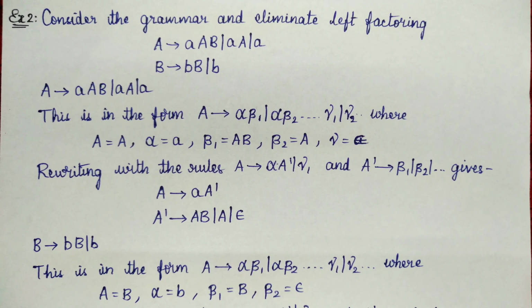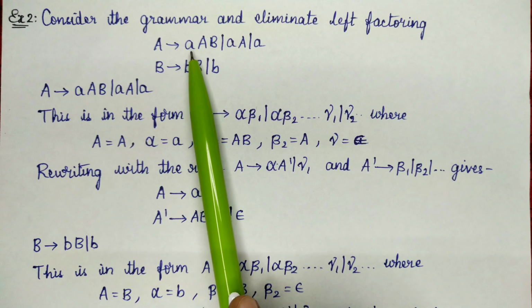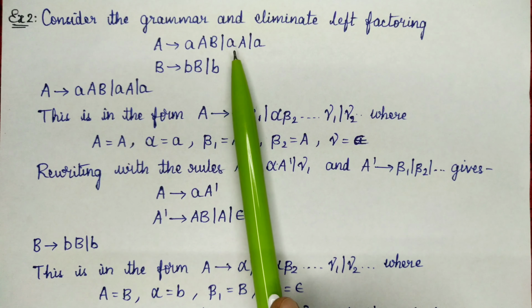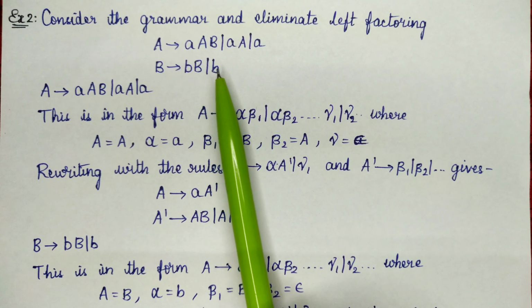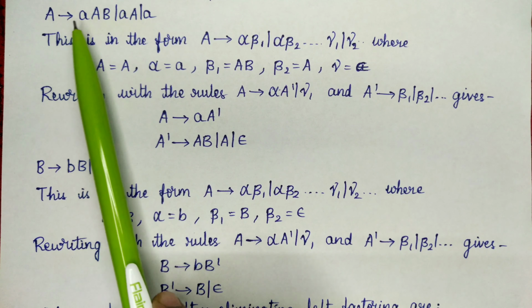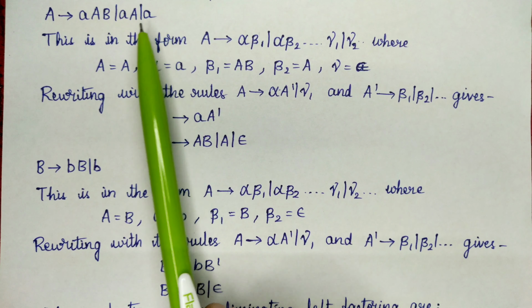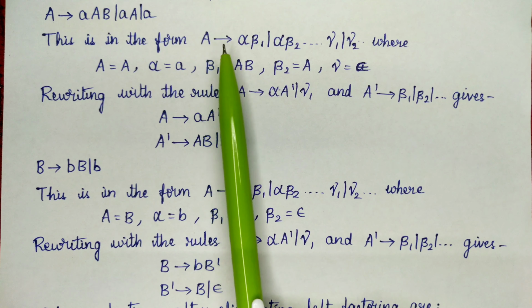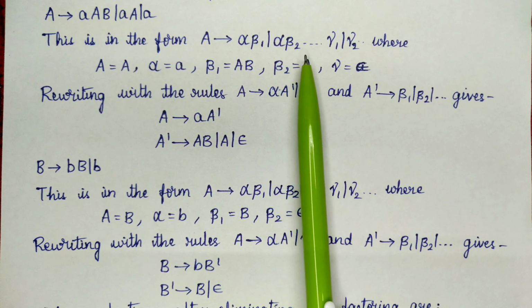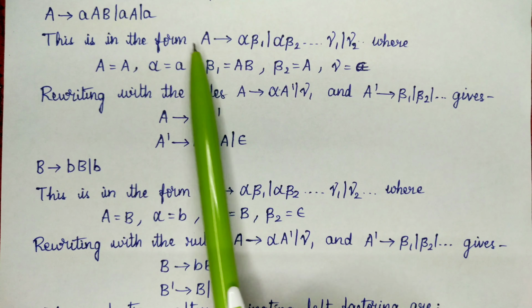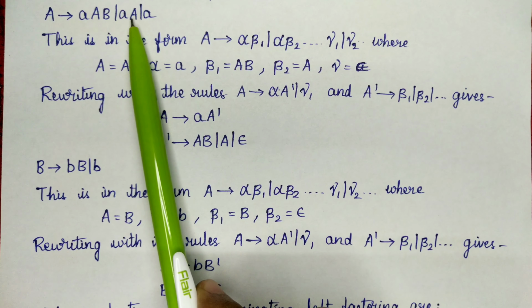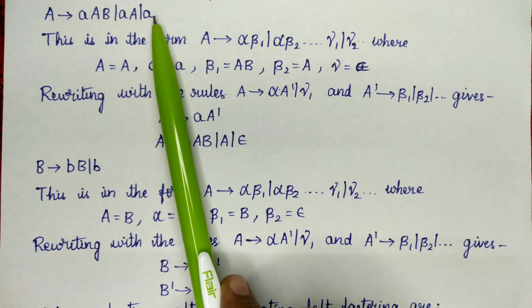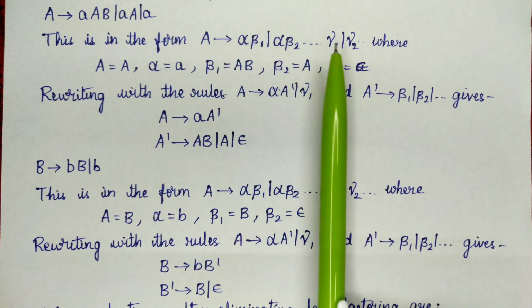Let's see another example. Consider the grammar capital A implies small a capital A B, or small a capital A, or small a, and B implies small b capital B or small b. In the first grammar we have A implies aAB or aA or a. Comparing with our grammar, A implies alpha beta 1 or alpha beta 2 and so on, gamma 1 gamma 2, where A means A and alpha means small a, and beta 1 means AB, beta 2 means capital A, and we don't have beta 3 here, so consider it as epsilon, and we don't have gamma here.